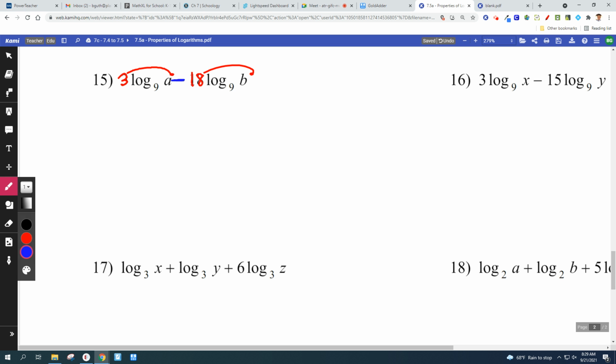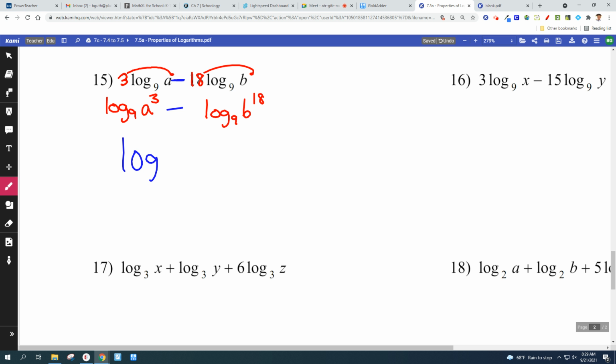So if I just do the red part, again, this is not how I would do it. Log base 9 of a to the third, and log base 9 of b to the 18th. That's what happens with those reds. But we know what's going to happen with that subtraction. That subtraction is going to make us divide. And so we can condense into a single log, base 9, and we're going to divide. A to the 3rd over b to the 18th. And again, if you are able to go straight to the answer, I think you probably can, and I'm totally okay with that.